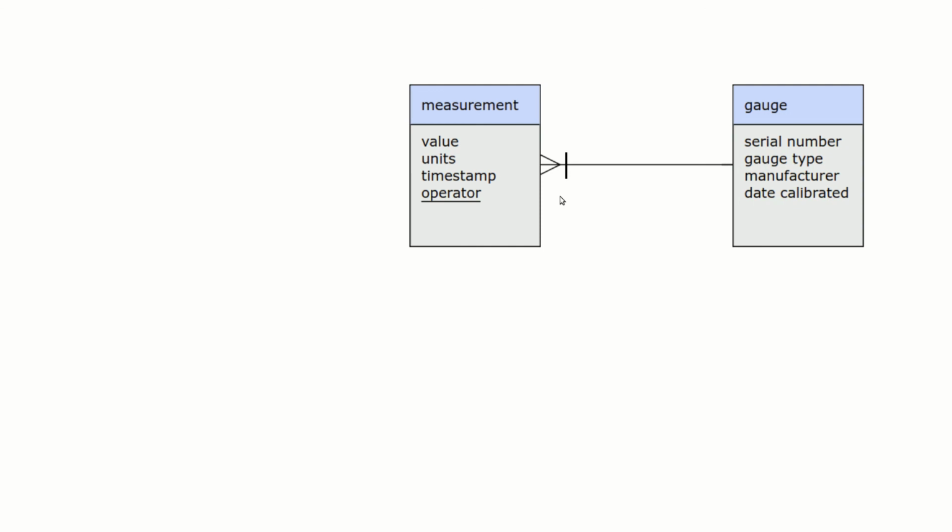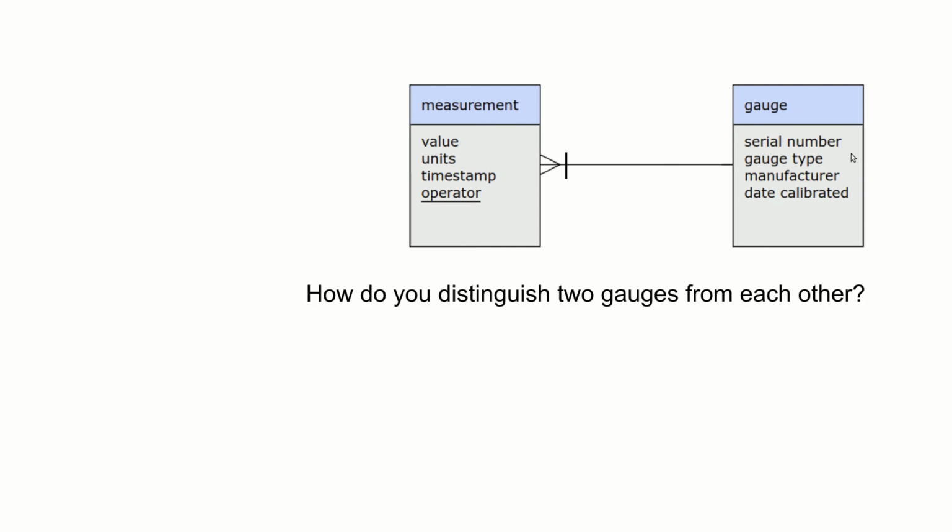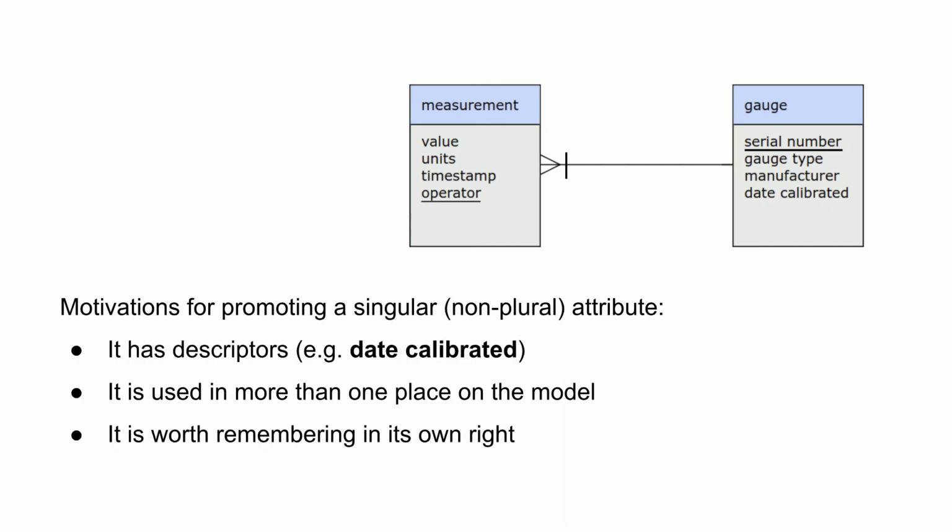And what do we ask next? How do you distinguish two gauges from each other? Well, each gauge has a unique serial number, so we note that. And now we've fully promoted our attribute into a new entity with its own descriptors and identifier. Yay! I won't go through the conversations for all of these, but there are a few different motivations for promotion of a singular non-plural attribute.